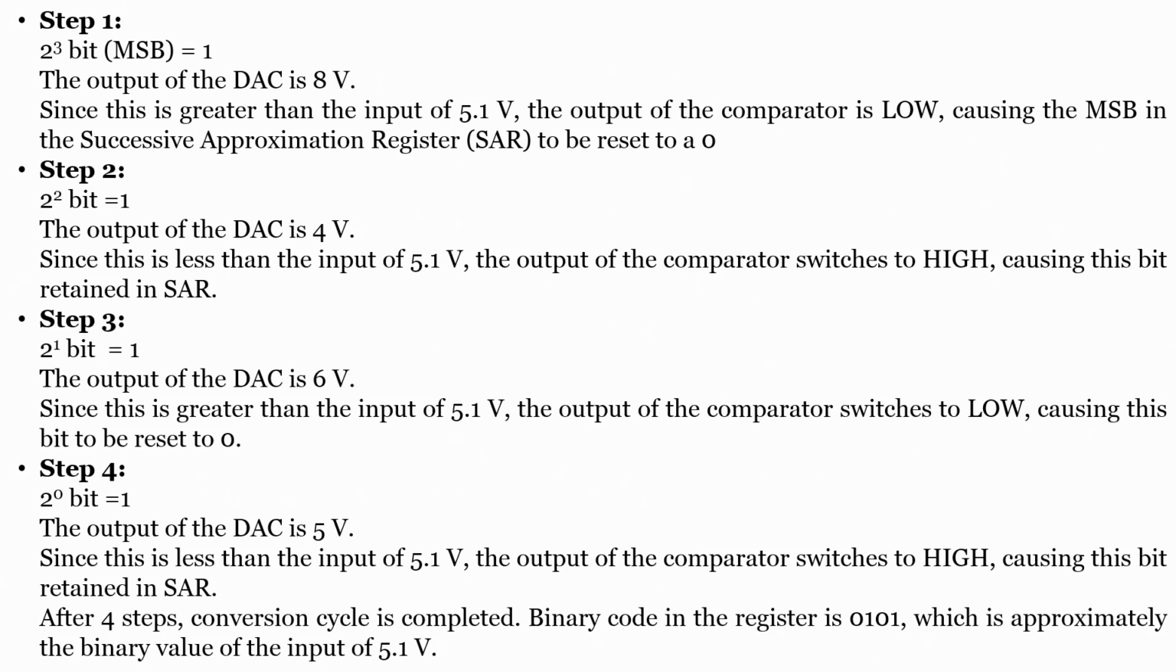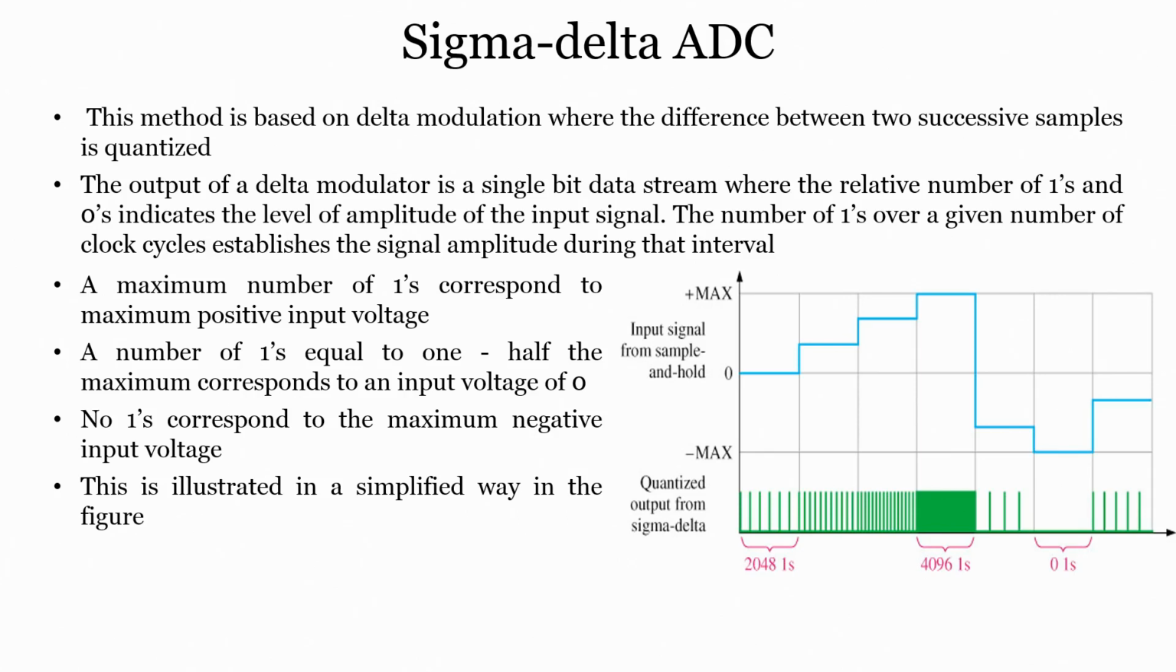Similarly, in step 3, if it is 2 raised to 1, which is 1 volt, then the output of the DAC is 6 volts. Since this is greater than 5 volts, the output of the comparator switches to low. So, it is very easy, right? If it is more or less, that is what we are comparing. Nothing so difficult in this particular ADC.